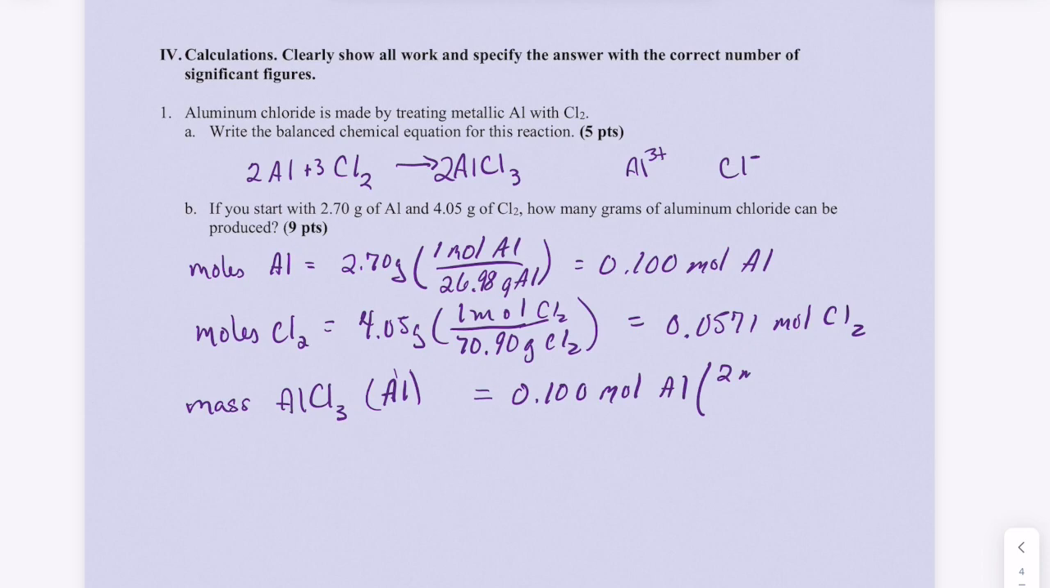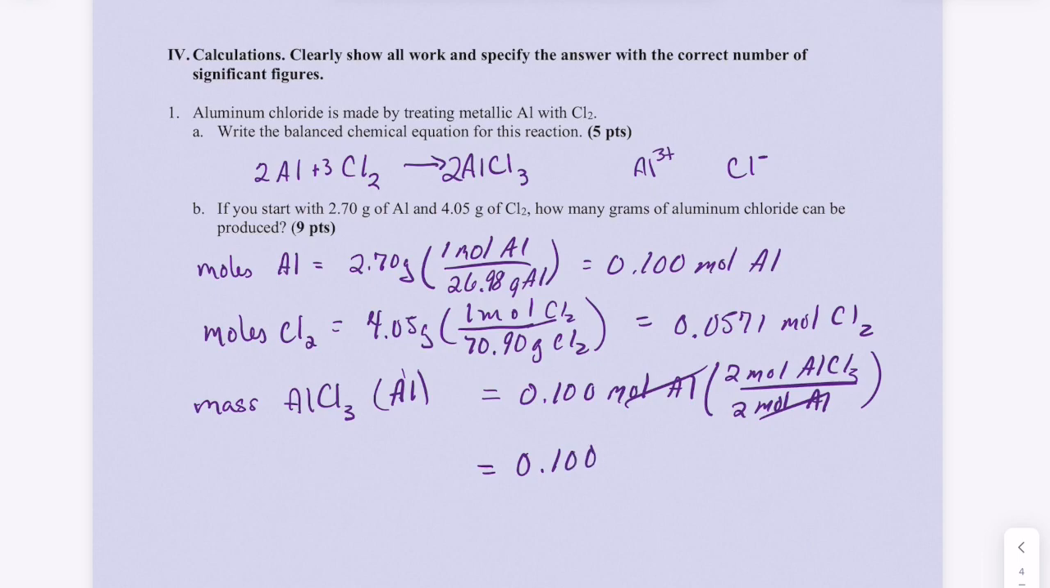So 2 moles of aluminum chloride for 2 moles of aluminum, and moles of aluminum cancel, and so I get 0.100 moles of aluminum chloride if aluminum is my limiting reactant. And actually, I said do the mass, but actually we'll just do the moles. It's just easier to calculate moles of aluminum chloride. So the moles of aluminum chloride, if we used all of the aluminum, would be 0.100.